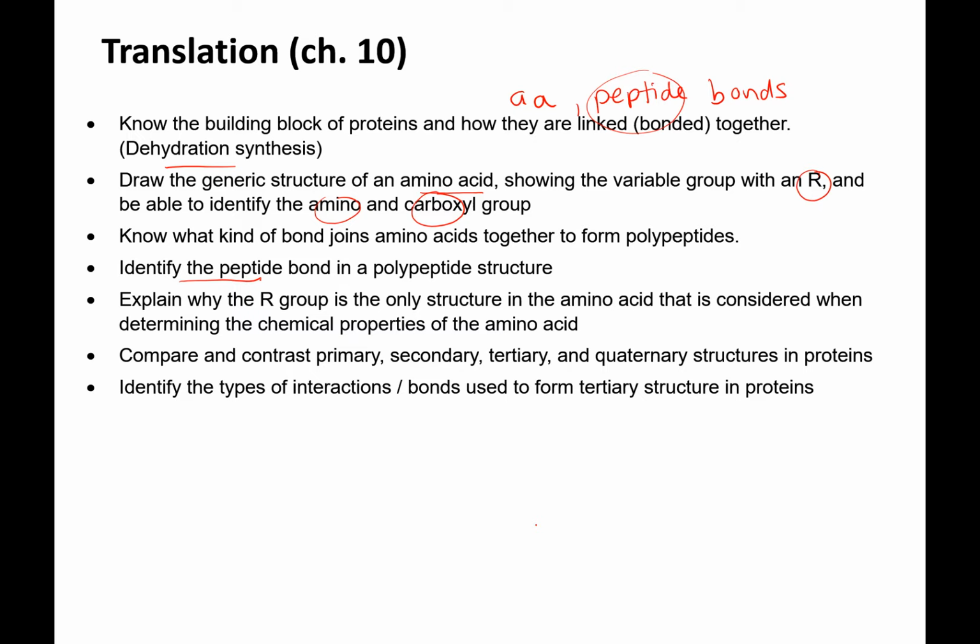So that's going to be the N-C-C peptide bond. Explain why the R group is the only structure in the amino acid that is considered when determining the chemical properties. Because everything else is the same, right? This whole backbone with the hydrogen here is all the same. So it's the R group that makes each amino acid, and therefore each protein, unique. Review your primary, secondary, tertiary, quaternary structures. We've talked about that. And we've talked about the types of interactions used to form tertiary structure, the third level to give the protein shape and function.